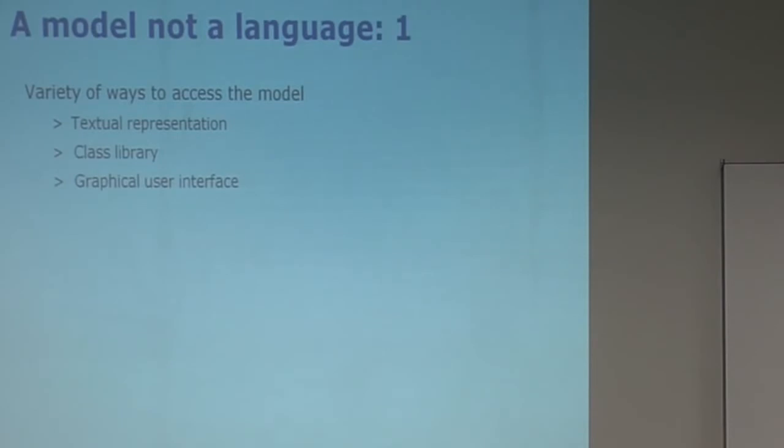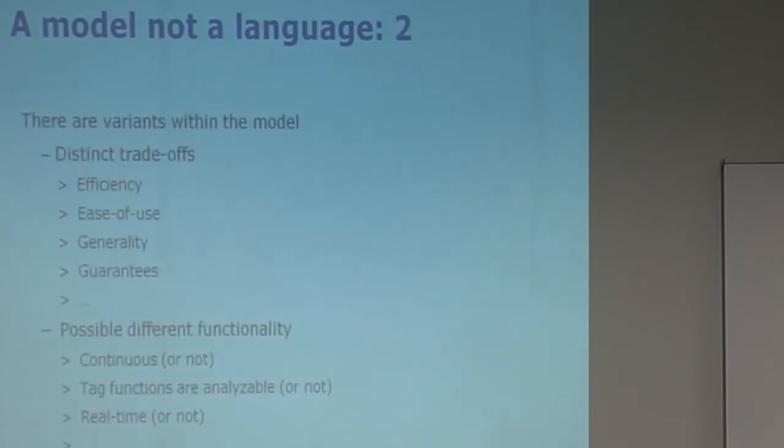I don't think of it as a language, but as a model. So it's the textual representation. You can write directly in the class library, and you can write in this graphical interface. We also have this idea of a number of different variants. Some of the implementations that we've had, starting back when this started at HP, have had quite different trade-offs between efficiency, ease of use, generality, and the kind of guarantees that we can make, and probably a few other things. Making a different set of trade-offs would probably be a different language, but the same model.